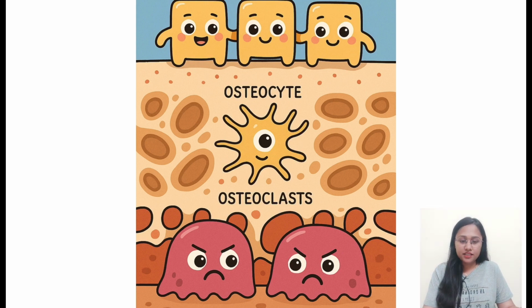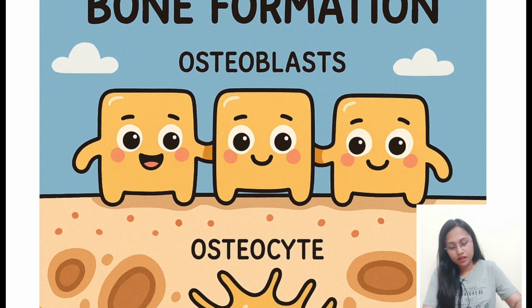These osteocytes are derived from the osteoblasts. When the osteoblasts get trapped in the bone matrix, they convert themselves into osteocytes, and they now maintain homeostasis and sense the mechanical stress. Now these angry looking cells are the osteoclasts, whose function is to resorb the bone. So these three cells maintain bone homeostasis and bone resorption. I hope you understood.